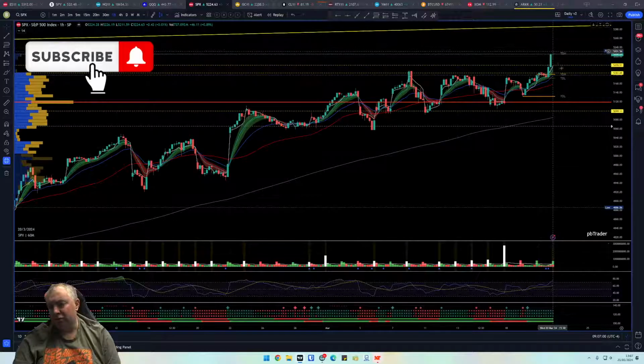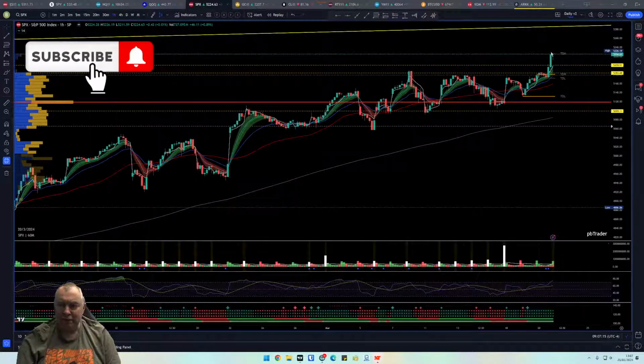SPX, 5200 bounce. If we break through 5200, then we can watch yesterday's area, 5180, 5185 for some bounces. This is quite a defined area here. That's it for SPX. If it does get down to 5200, or if it gets down to 5180, then I'll be looking for a bounce, probably on the ES.